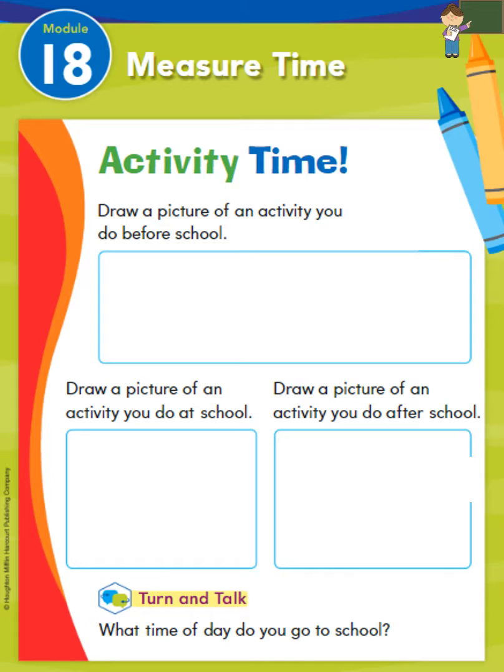What I like about time is that it helps me know when I have to do what I need to do. There are some things that we do in the morning, some things we do in the afternoon, and some things we do in the evening. Let's think about the different things we do at different times. In the first box at the top, we're going to draw a picture of an activity that you do before school.